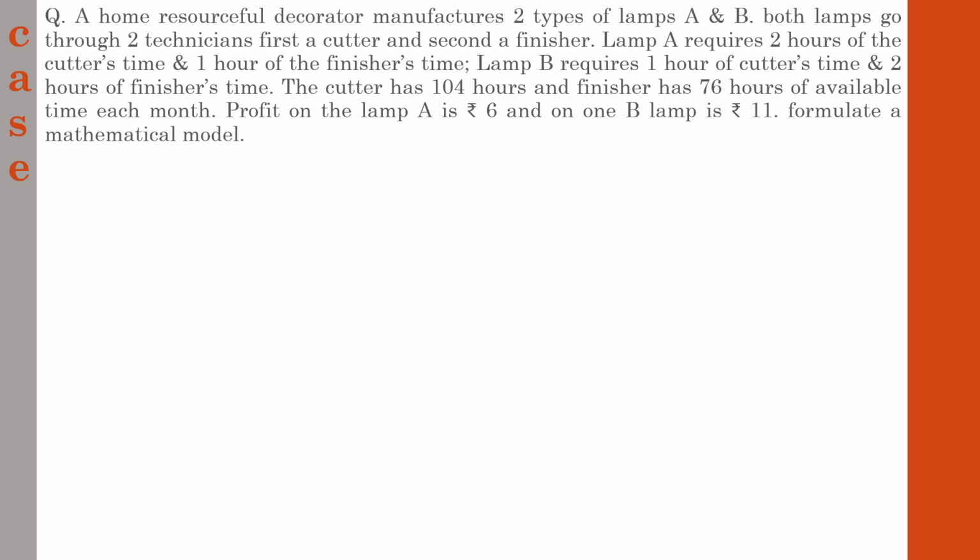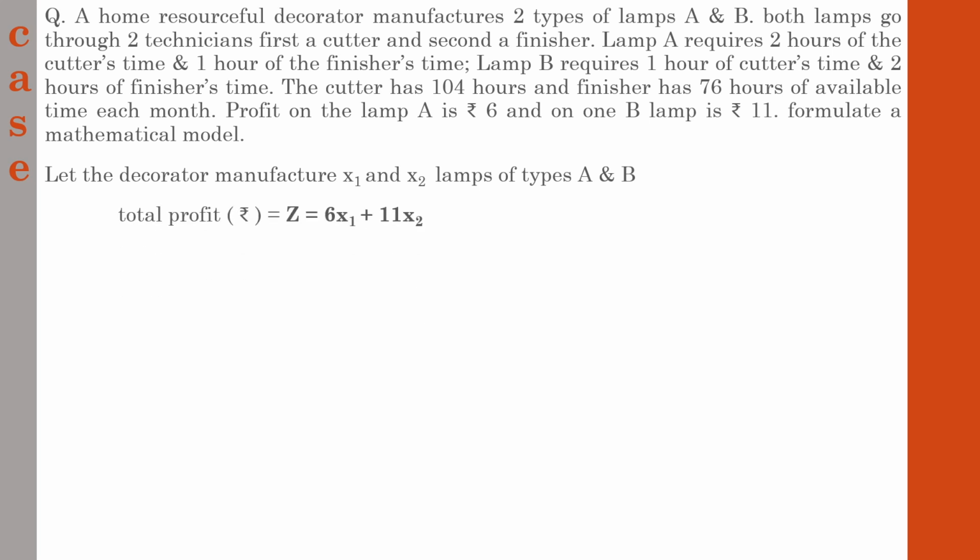First of all, let us identify the various aspects given in the question. Let the decorator manufacture x1 and x2 lamps of types A and B. We are assuming in the beginning itself, instead of using variables A and B, we can use x1 and x2. Usually in a mathematical model, they use x subscript 1 and x subscript 2. So x1 and x2 are the names of lamp A and B. From now on we will be using x1 and x2 instead of A and B.